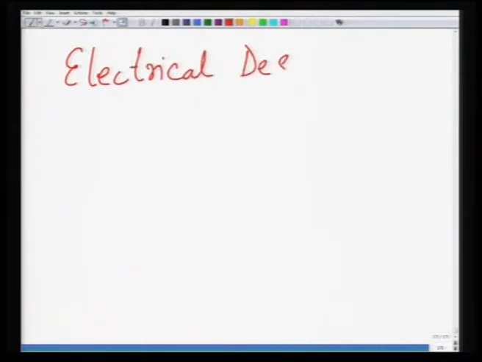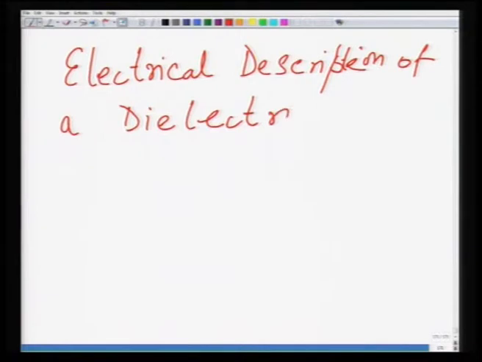So, the first thing we discuss in this regard is, let us take the case of an ideal dielectric material. Okay. So, we start with the ideal. What we can do is electrically describe this dielectric material. As a part of this electrical description, it has been shown that an ideal dielectric material can be represented by an equivalent RC parallel circuit.